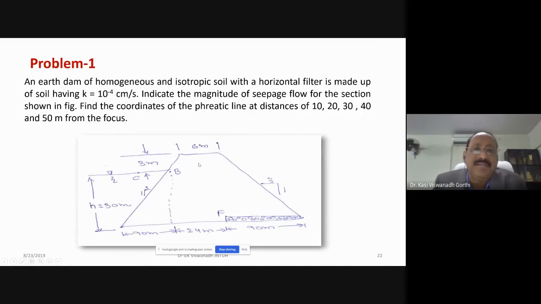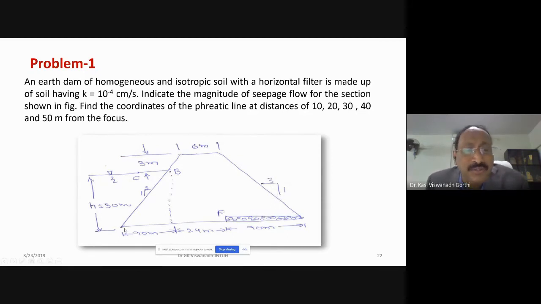Further, 99 meters will be the total horizontal projection of the upstream slope. Since the water is only up to 30 meters height, then with respect to the point B, you have 90 meters here, 30 multiplied by 3. 33 multiplied by 3 gives you the total horizontal portion up to this. Similarly, this side also is 3:1, 3 horizontal to 1 vertical.